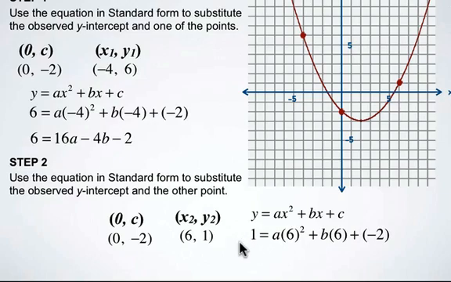Our y is 1. Our a we don't know, but our x value is 6, goes here, plus b times x, again our 6 goes here, plus c, which is our -2. This simplifies to 1 equals 36a plus 6b minus 2.